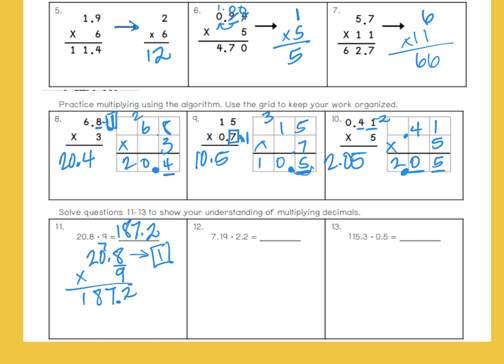All right, now please go ahead and do number 12 and number 13 on your own, remembering to count your decimal places and that you do not have to line up your decimals when you multiply.